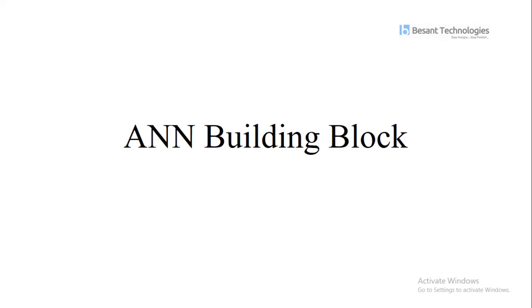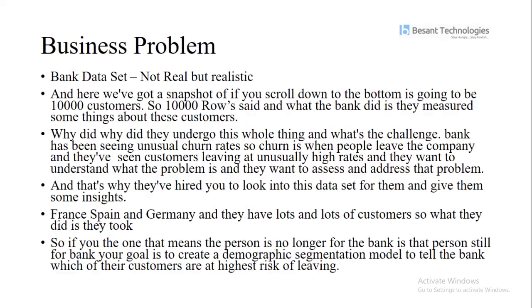So let's start to build our neural networks. This is our basic neural network. First we will discuss the problem statement. This is the bank data set. This is not a real data set, but it is realistic. This data contains 10,000 customer details, so in total you have 10,000 rows.